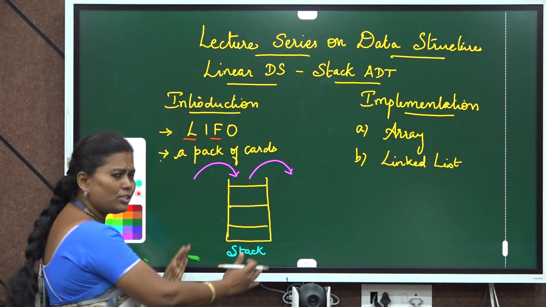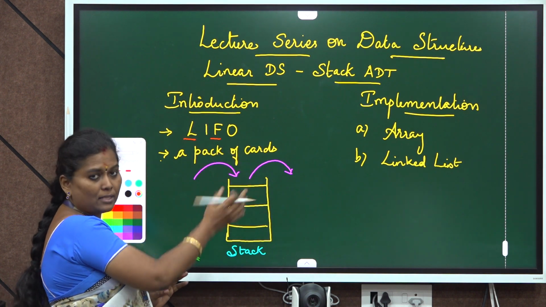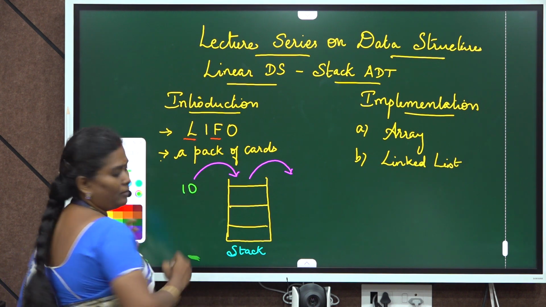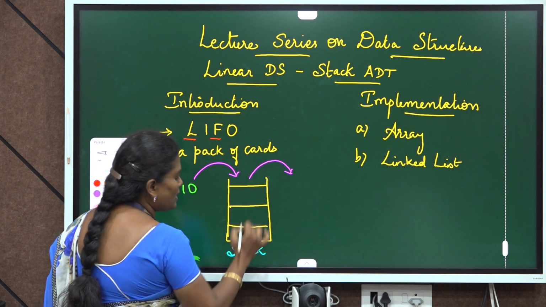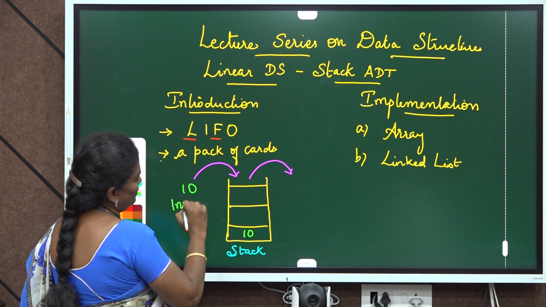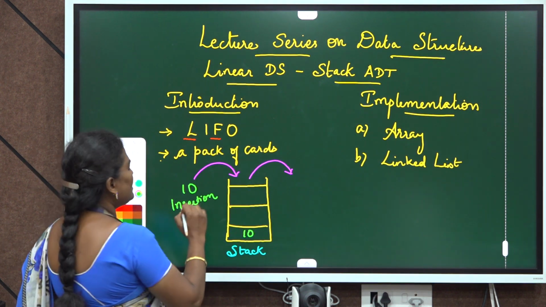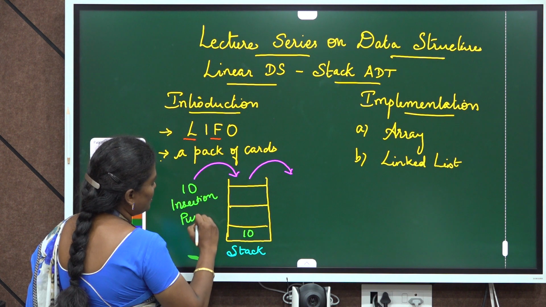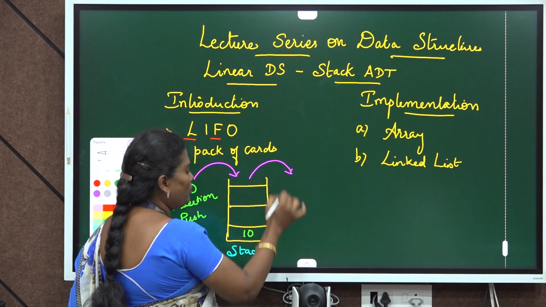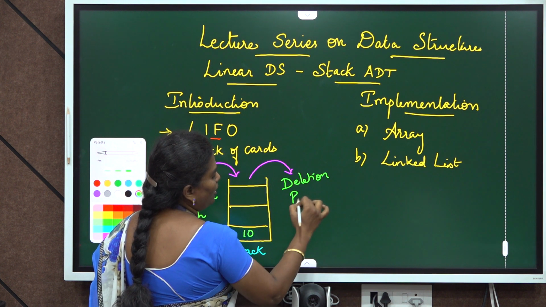Looking into the implementation, let us consider this is a stack which can have n number of spaces to accommodate the data. If I am going to insert the value 10, this 10 will be stored at the bottom of the stack, and this operation is called insertion. In Stack ADT, every insert operation is said to be a push operation. And if I want to remove an element, it is called the deletion operation, and in stack this is called pop.